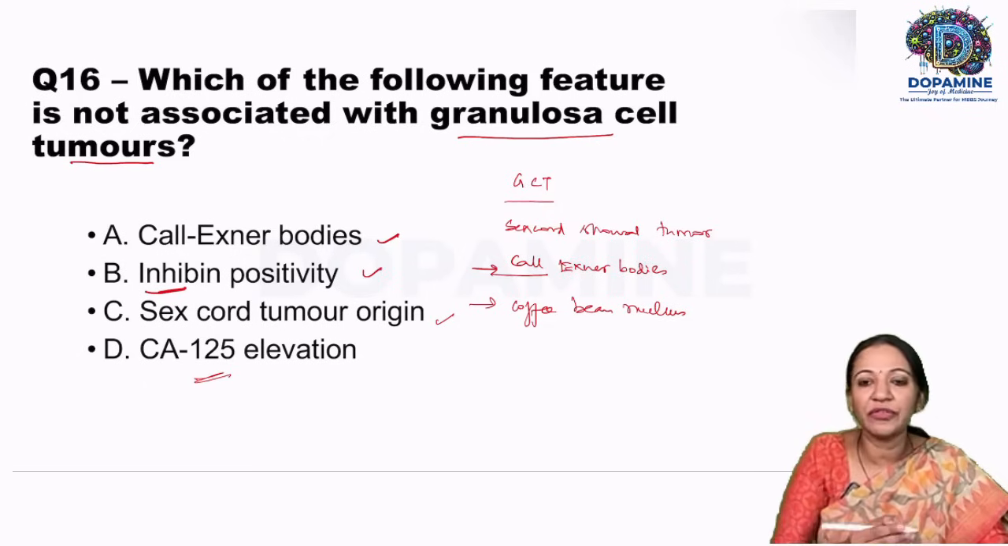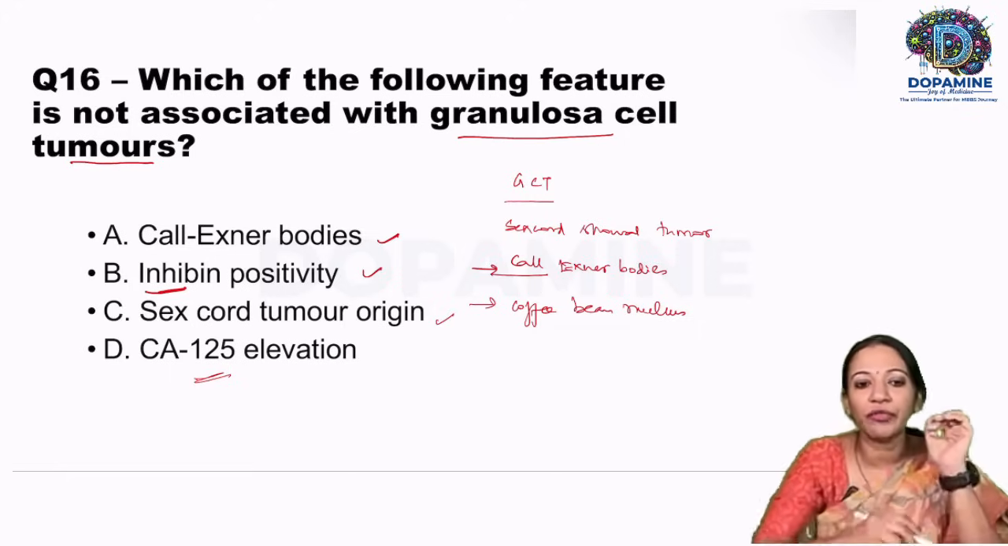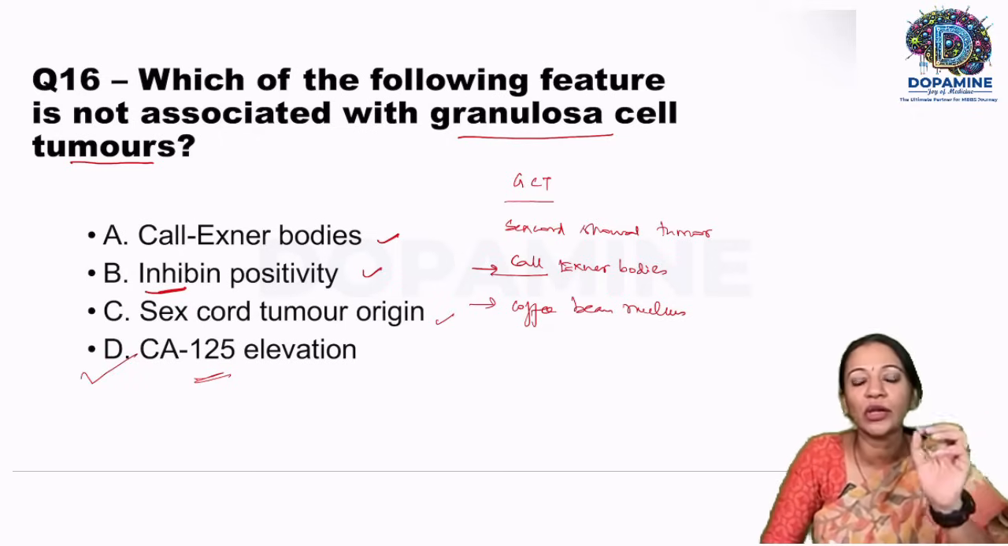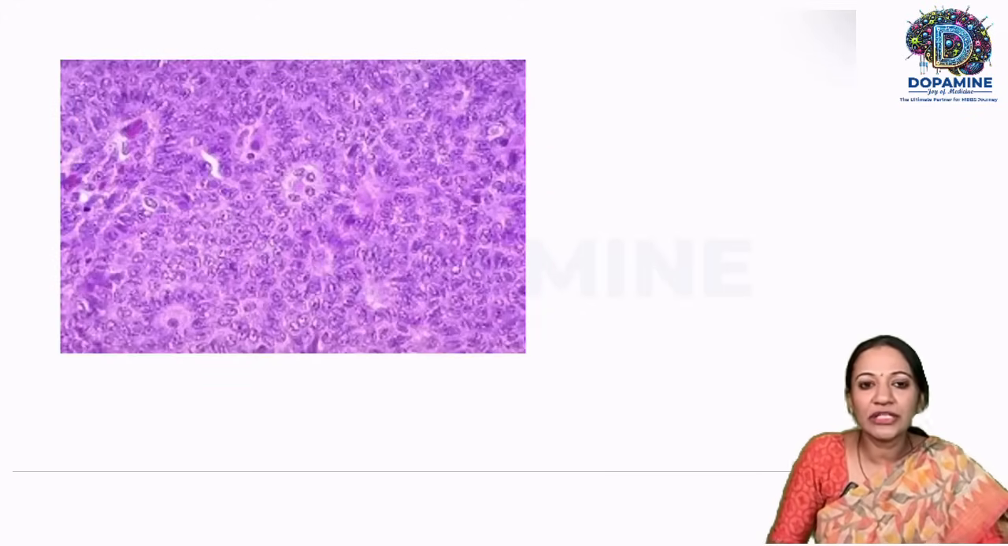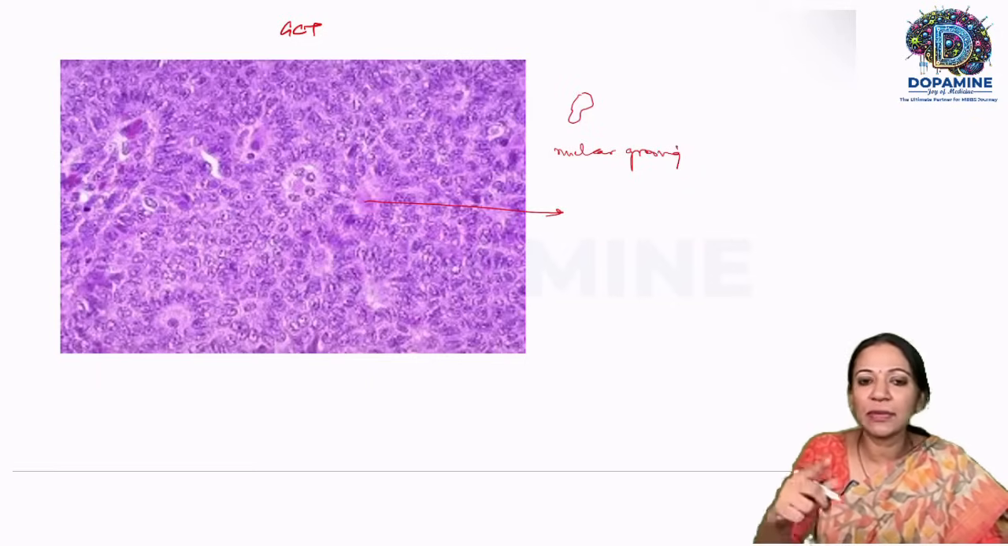CA125, as we have seen in the previous slide, is a feature of surface epithelial tumors. Most commonly serous cancers, and mucinous cancers will have CA125 elevation. So here the right response would be CA125 elevation. I'll show you the picture. This is the classical picture of granulosa cell tumor. Can you appreciate that grooving here? Nuclear grooving. And as you can see here, the nucleus is palisading with the central pink material. So this is the classic Call-Exner body, which is the feature of granulosa cell tumor, and the marker is inhibin. Okay.